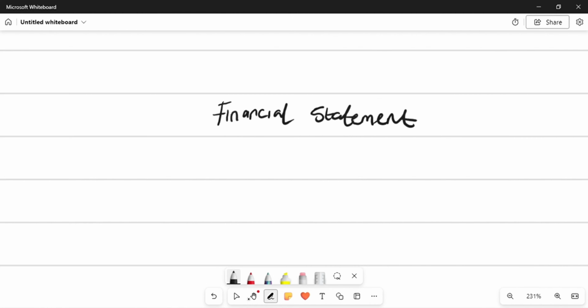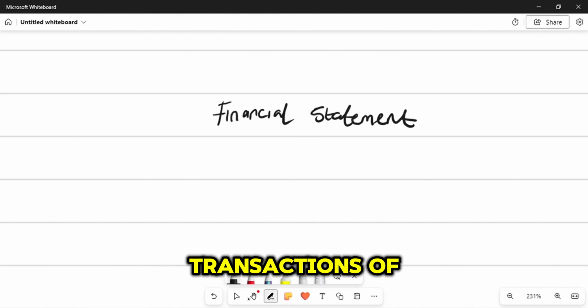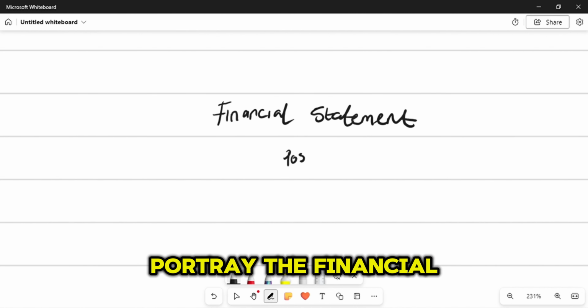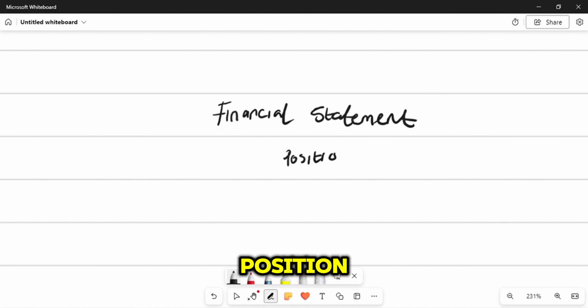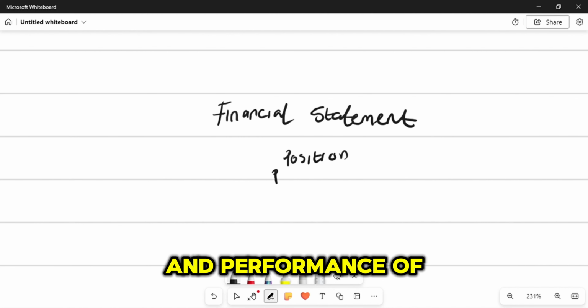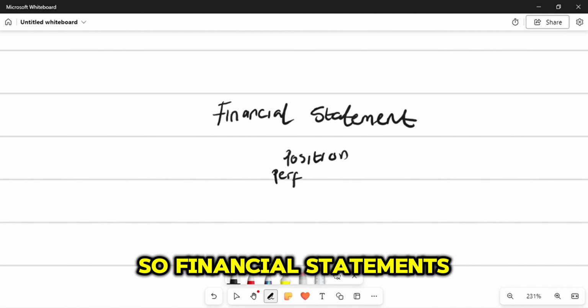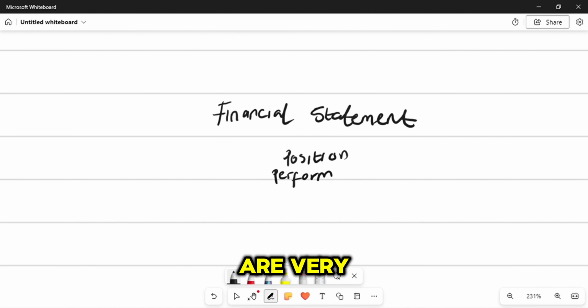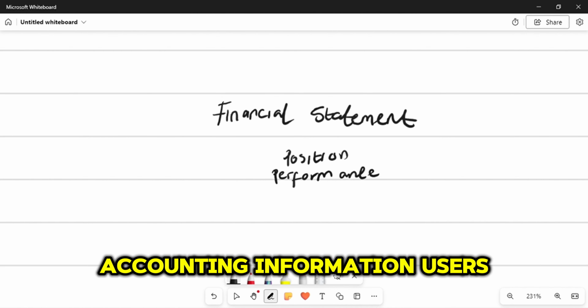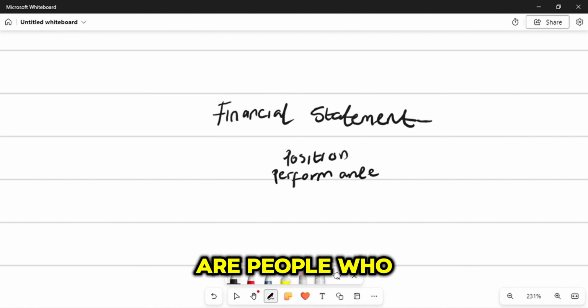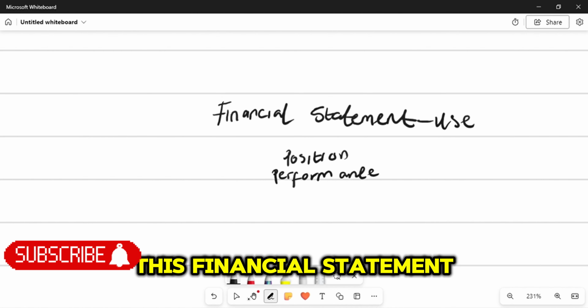Financial statements are a report or a book of all the transactions, and they show the financial position and the financial performance of the business. They are used to portray the financial position and performance of the business. Financial statements are very, very important to accounting information users. There are people who make use of these financial statements.